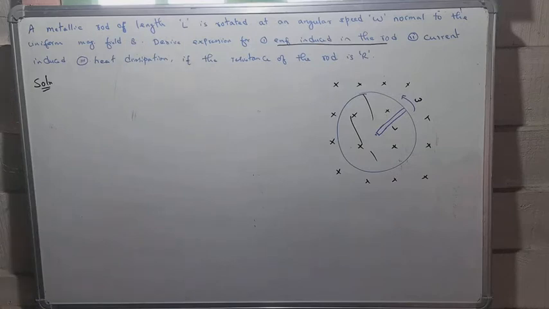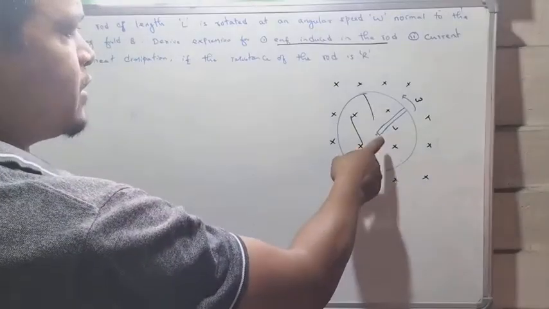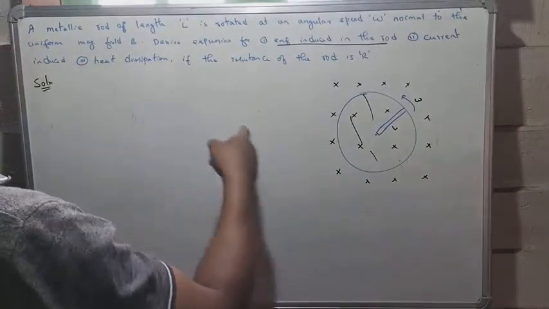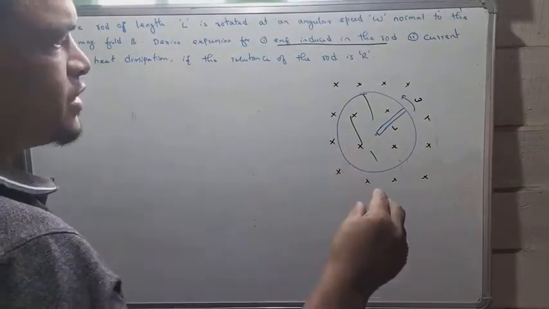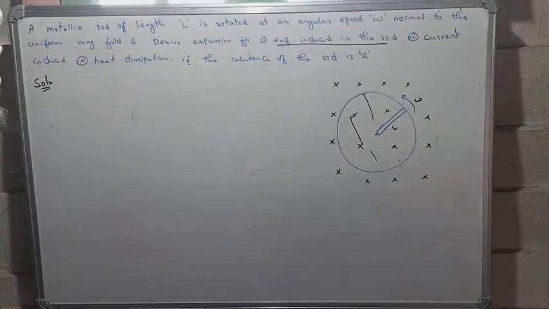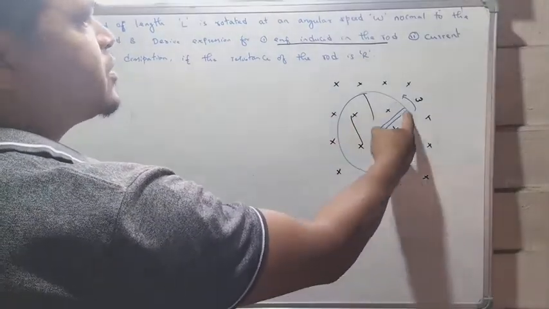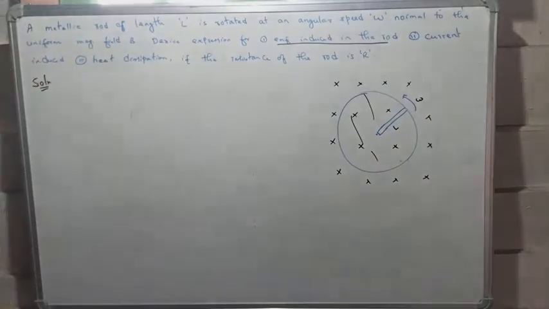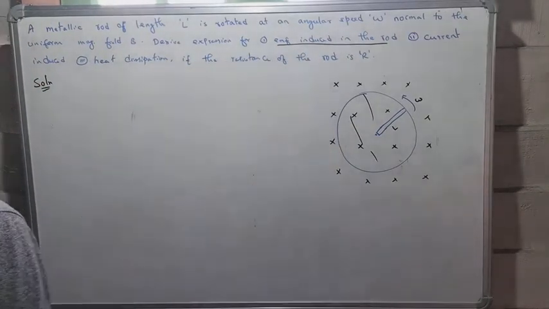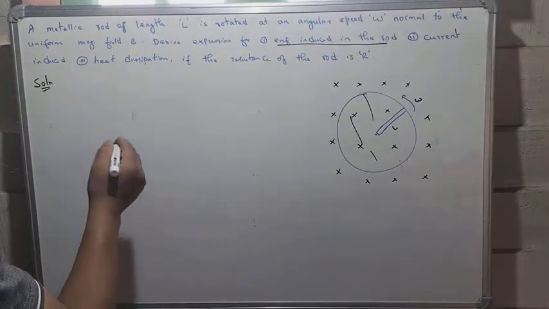Alright, so here it means that this is a rod of length L, and this rod is rotating in a uniform magnetic field B, and let's say the magnetic field B in this case is acting perpendicular to the plane of the board. Now this rod is rotating with an angular speed omega. So how to find out the EMF which is induced in the rod, the current induced in the rod, and the heat which is dissipated in this case.